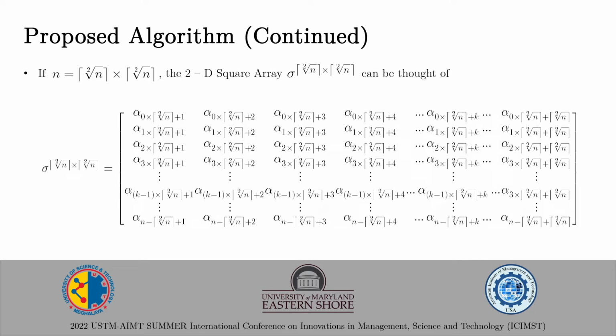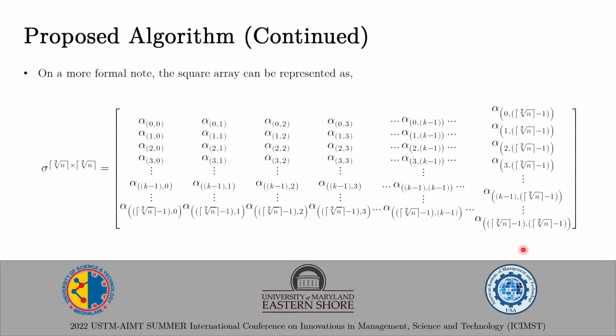Firstly, if we have n equals square root of n cross square root of n, then the 2D square array that we want to search the key from can be thought of like this. So yeah, this is the representation which I mentioned. More formally in terms of indices, we can write it as 00, 01, and it goes on like this. This is a formal representation of the square that I talked about in the previous slide.